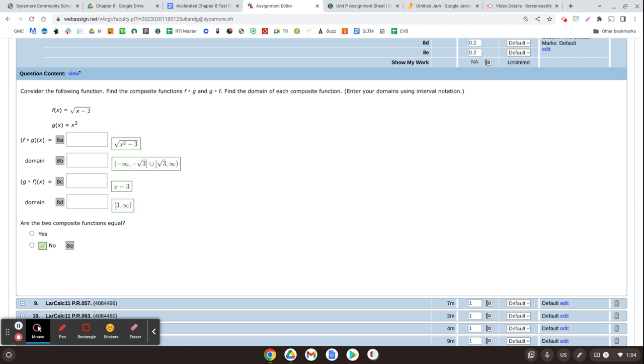So f of g of x. I love how you said that. That's what that means. Isn't that right, Jude?